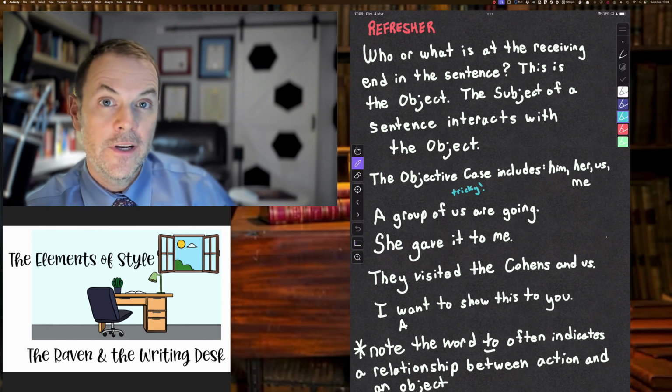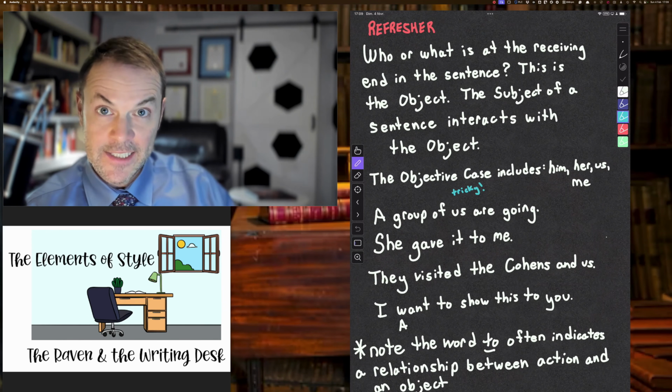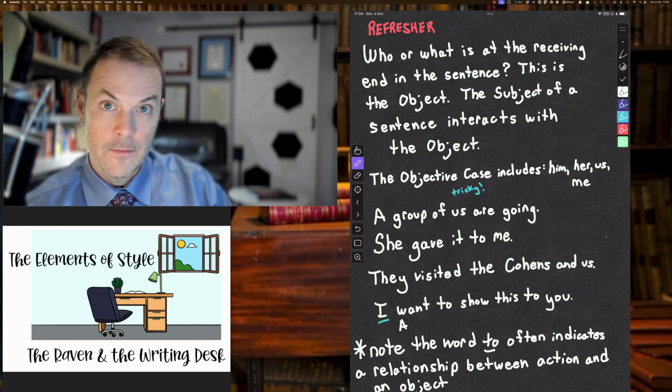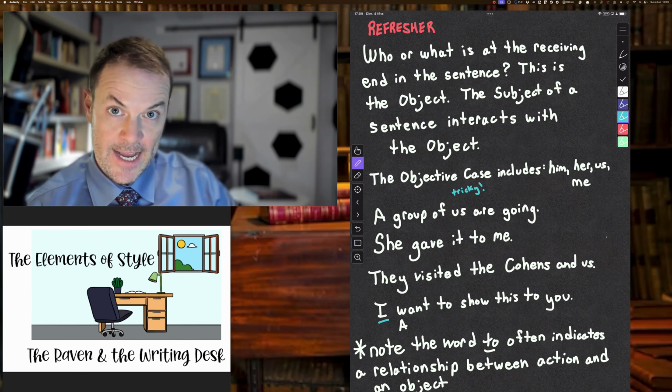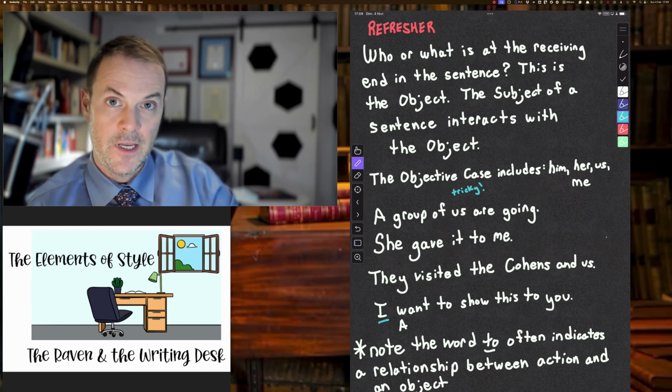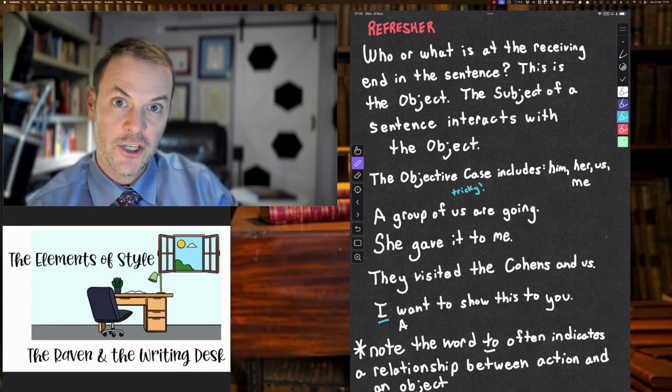For example, a group of us are going. She gave it to me. They visited the Cohens and us. I want to show this to you. So in this last example, I, subject, I'm the one doing the action. And what's that action? Showing you something. And then perhaps if that person has something to show me, if I'm receiving the action, I use me.